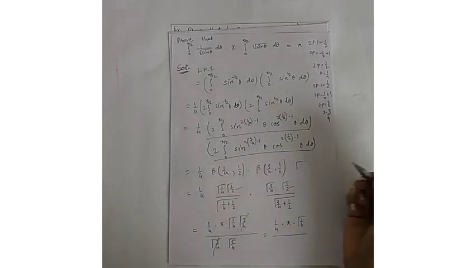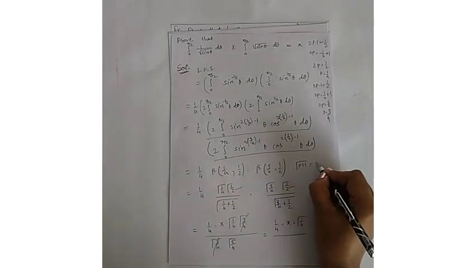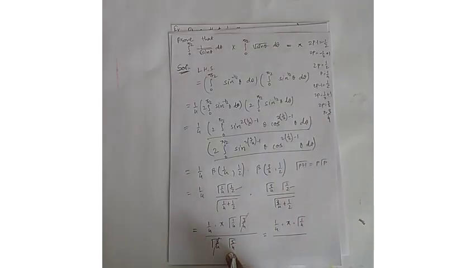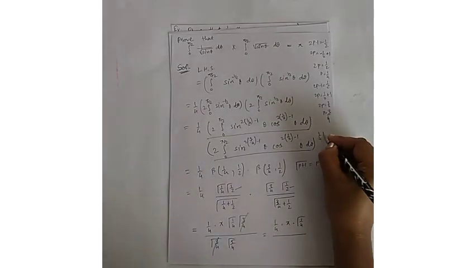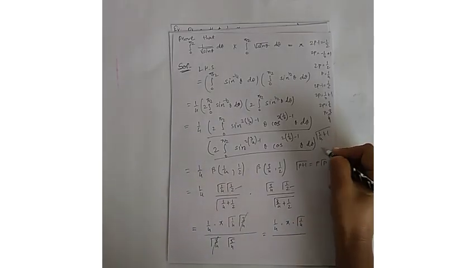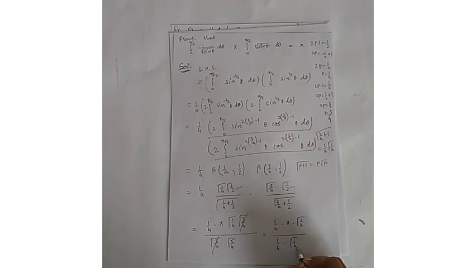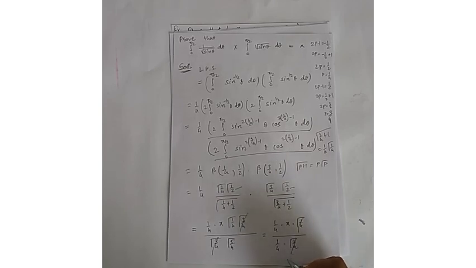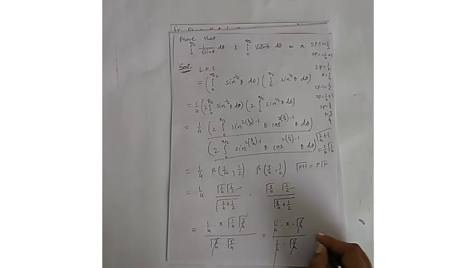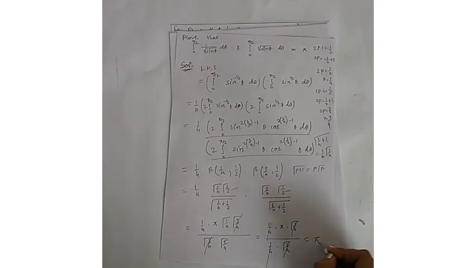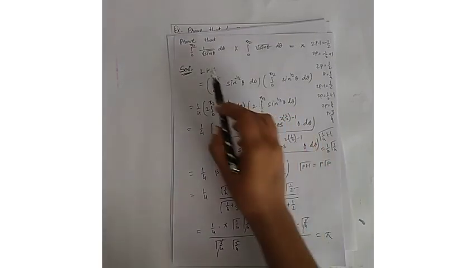We know that gamma p plus 1 is p gamma p. So you can write it as 1 by 4 plus 1, that is 5 by 4. It means gamma 1 by 4 plus 1 is 1 by 4 gamma 1 by 4. So instead of this I can write 1 by 4 into gamma 1 by 4. So gamma 1 by 4, gamma 1 by 4 cancel and 1 by 4, 1 by 4 cancel. So we'll get only pi, and this is the value of this integration, that is pi.